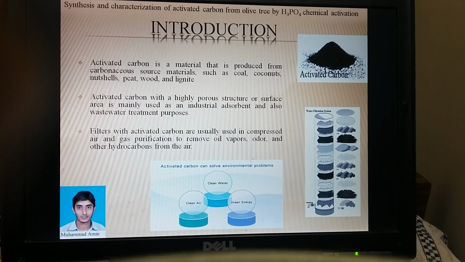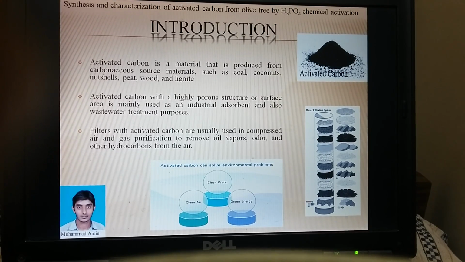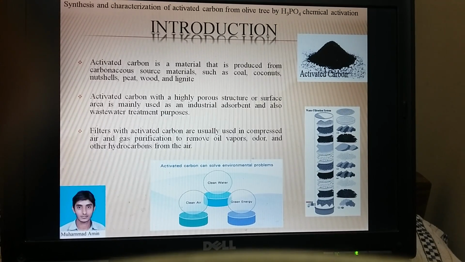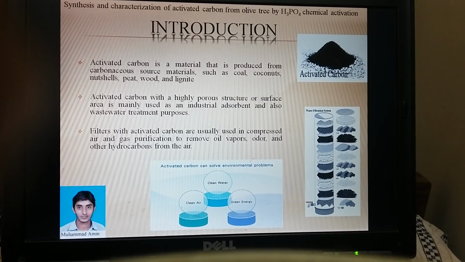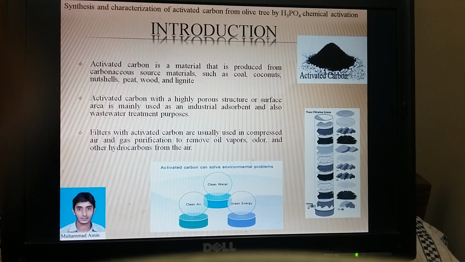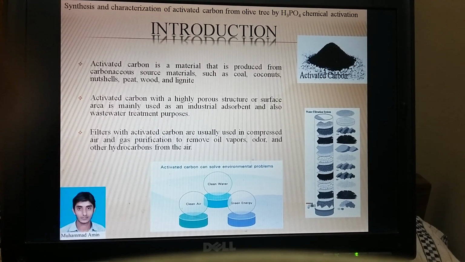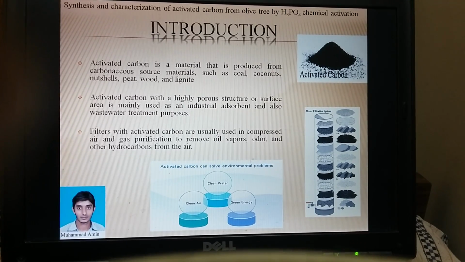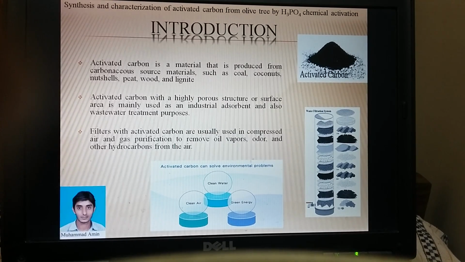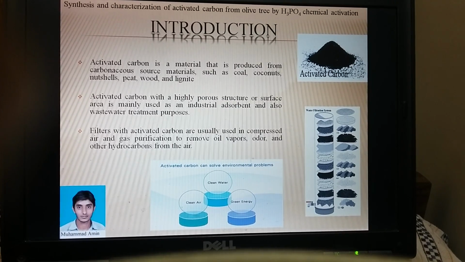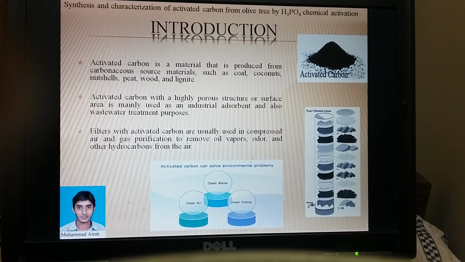Active carbon with a highly porous structure or surface area is mainly used as an industrial adsorbent and also for wastewater treatment purposes. For wastewater treatment, active carbon removes chlorine, sediments, and volatile organics from water, but it is not effective at removing minerals, salts, and dissolved inorganic compounds from water.